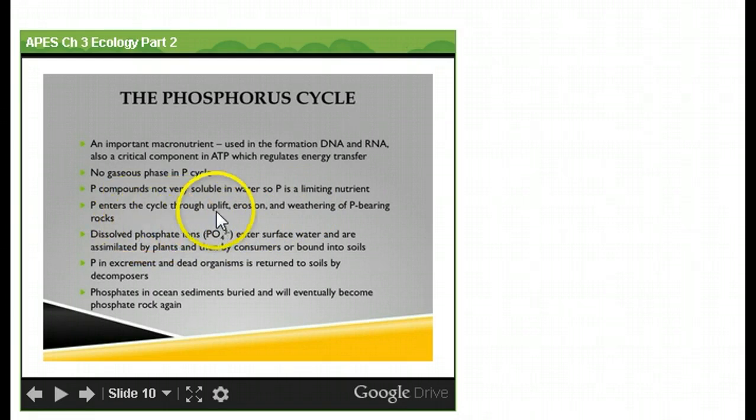It enters the system by uplift and erosion, weathering of phosphate-containing rocks. They enter the surface water and then are assimilated. That means plants take them up and use them. And then consumers eat plants. And then animals and plants die or excrete that phosphorus. And then those sediments are turned into rocks again. So it's a slow cycle.